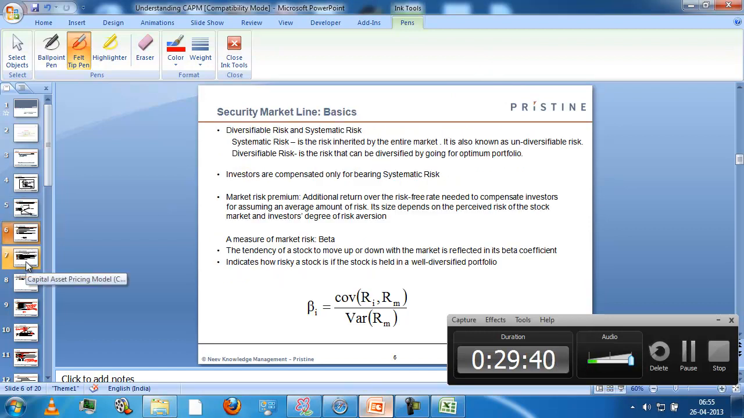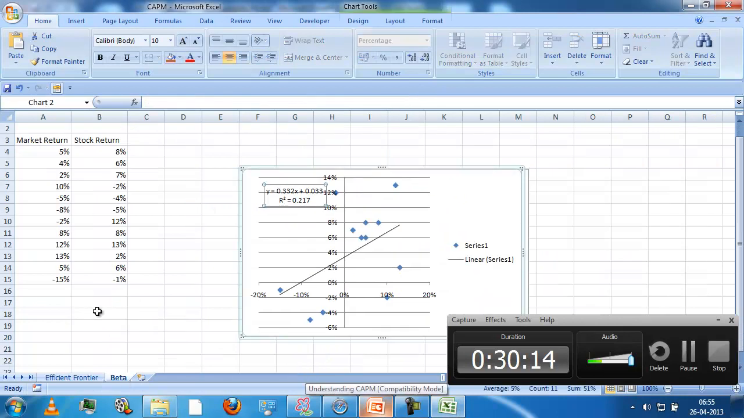But in the security market line, we find out the return of the stock. In the case of a stock, the measure of risk of the stock is the beta, which is calculated by the following formula. We take the covariance between the return of the stock and the return of the market, and we divide it by the variance of the return of the market. There's another way of calculating it in Excel.